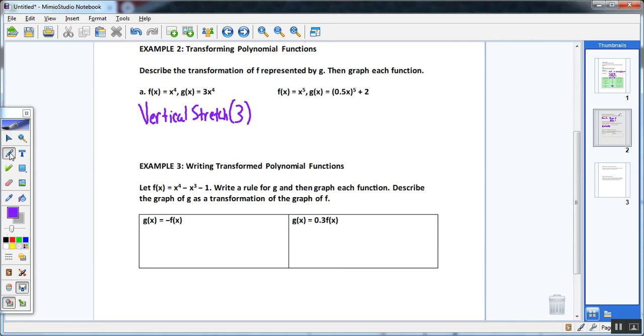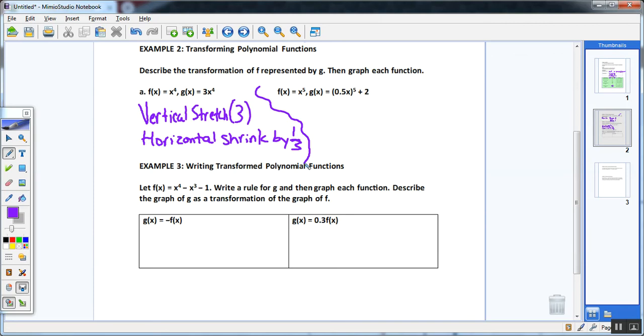Or it could be a horizontal shrink by 1/3. That would work. Okay? All right. Well, I'm going to guess most of you put vertical stretch for that.